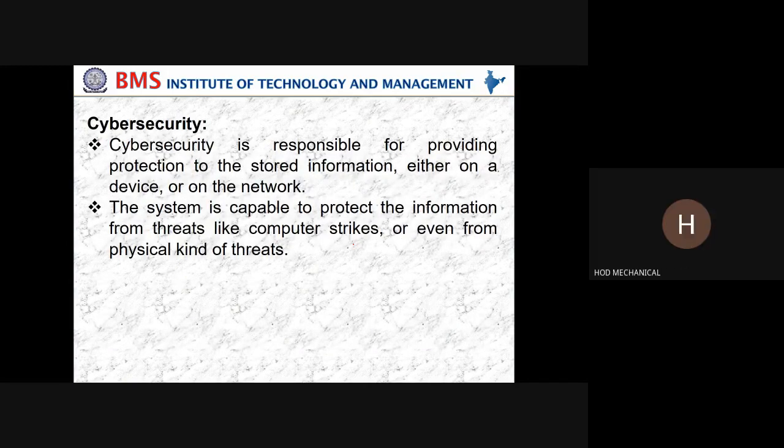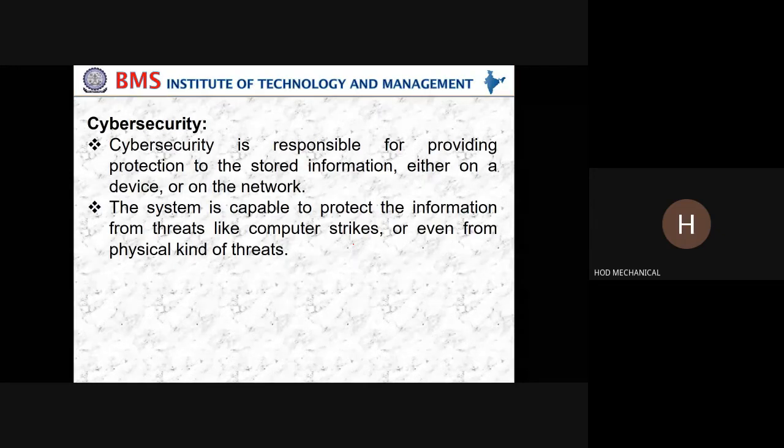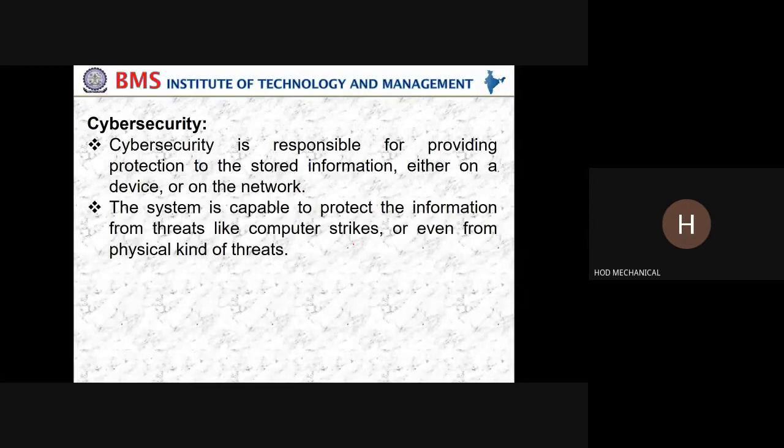No, no, computer strike is nothing but, as we have threats, computer strikes is nothing but the hackers. Now what is that? I can say that it is hacking your systems, or you will get some different mails from some person. Recently it has also occurred. That is called the computer strikes.